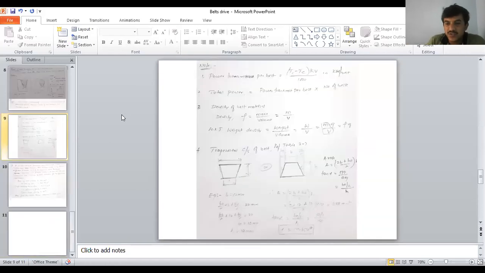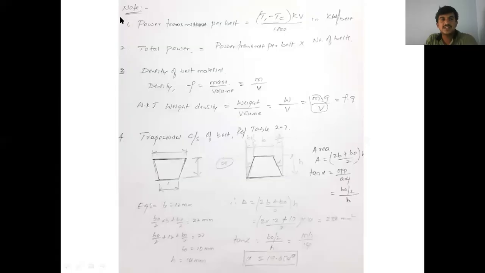Then what are the formulas you should remember? These are some formulas that change slightly compared to the design of flat belt drive. So what is the formula? First formula: the power transmitted per belt. Earlier in flat belt, it was power transmitted per square millimeter of the belt, or cross-sectional area of the belt. Here it is power transmitted per belt, equal to the same formula we used: (T1 minus Tc) into K into V divided by 1000. That's kilowatt per belt, not per mm square. Be careful. That's the one slight change.